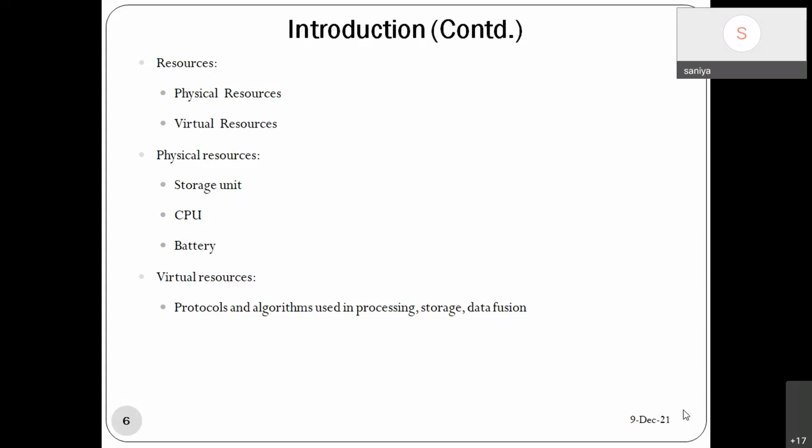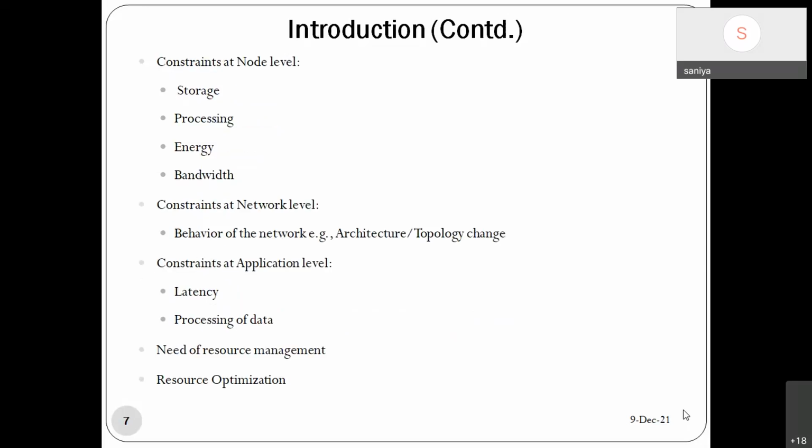we can take an example of various protocols and algorithms that you use in processing and storage, like some resource efficient protocols, or some other algorithms that you can use in storage, in processing, in fusing the data, in aggregating the data. So a lot of mechanisms or processes play an important role in the IoT environment.